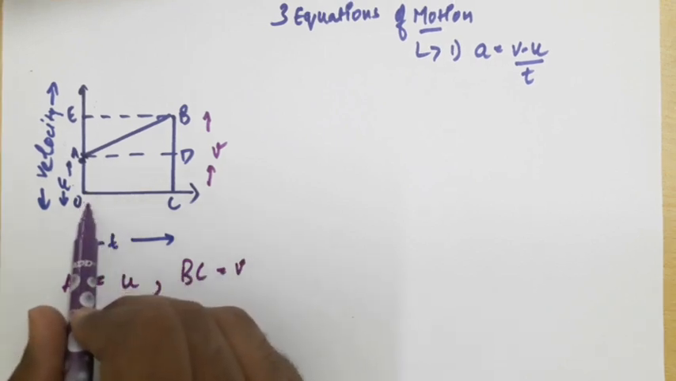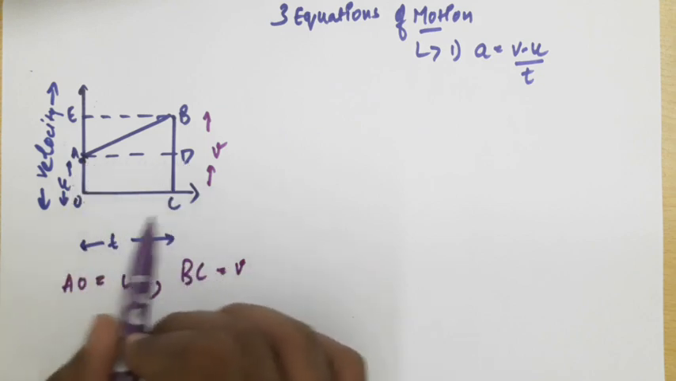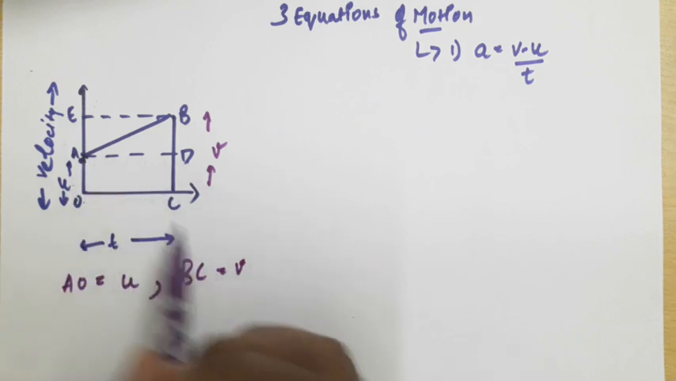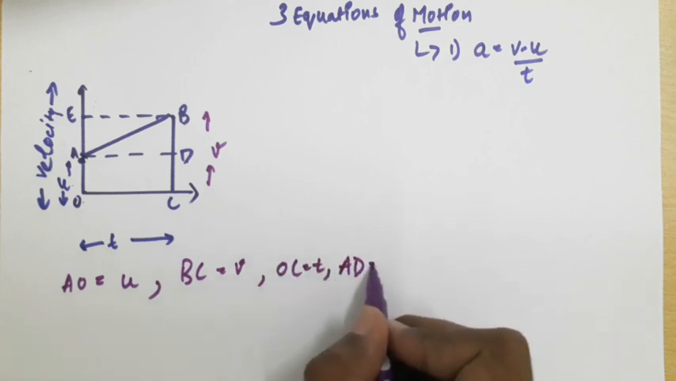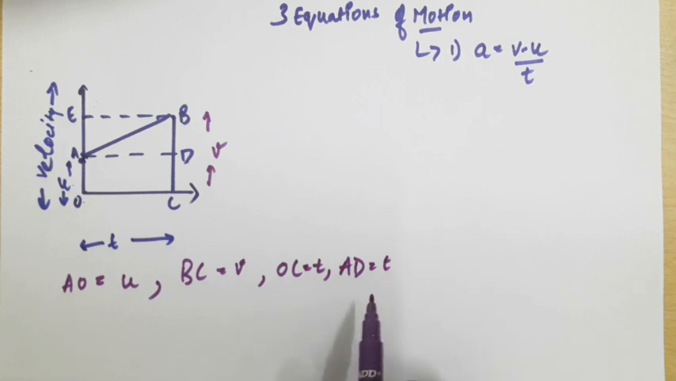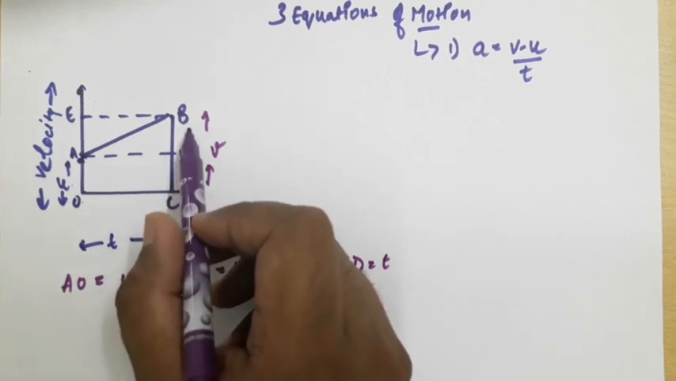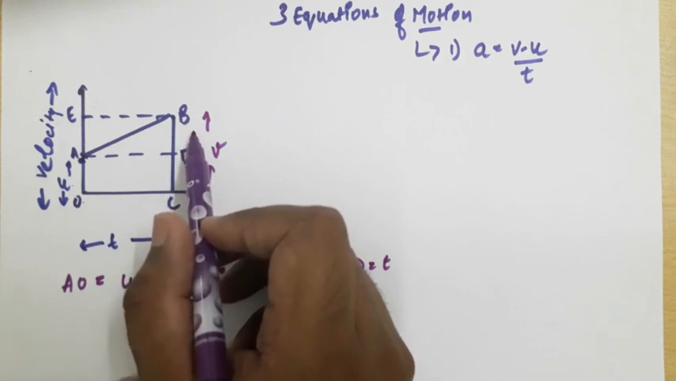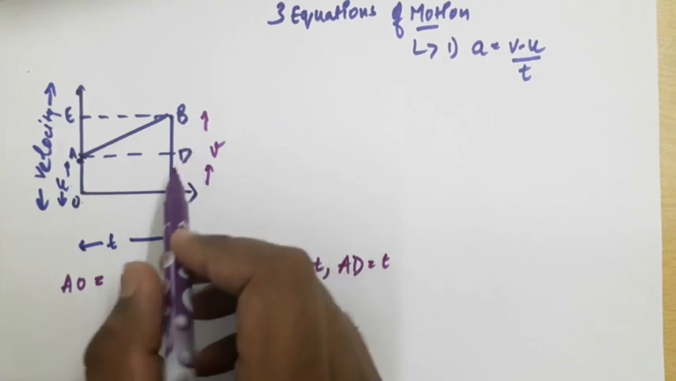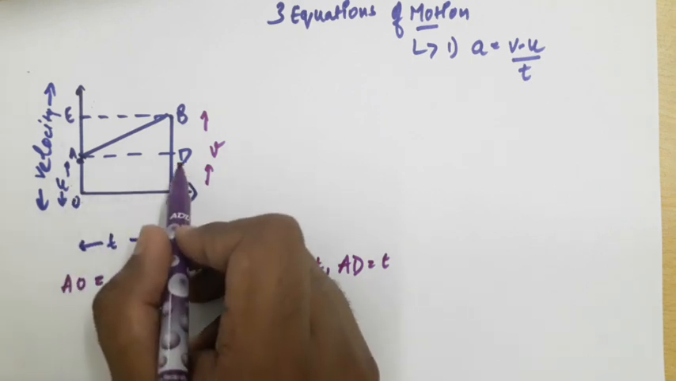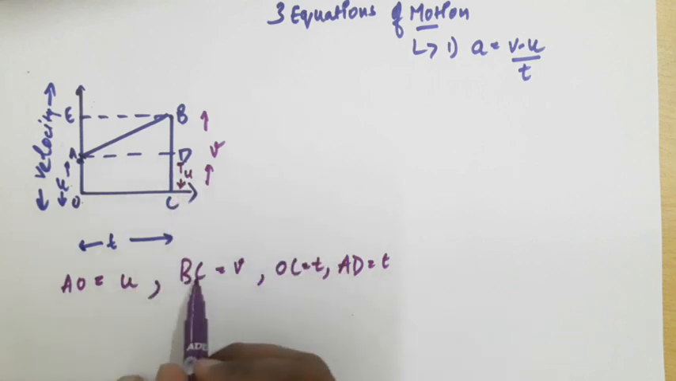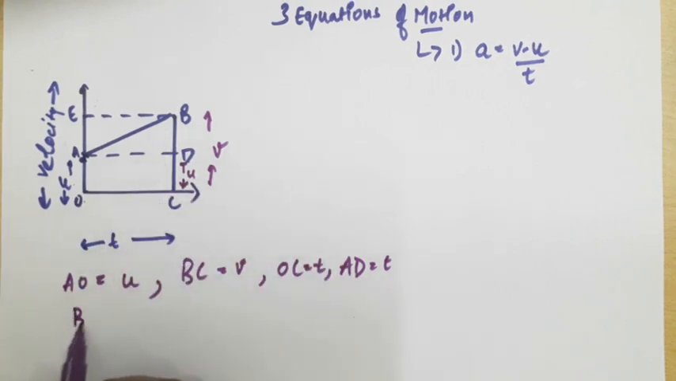And as we can see, OC and AD are parallel to each other. OC is T, so AD will also be T, right? These things will be used in the derivation. And one more thing, if we have to calculate this BD, how can we calculate that? If we subtract BC, as we know that AO and DC are parallel to each other, this is also U. So we can directly assume that BD is V minus U, right?